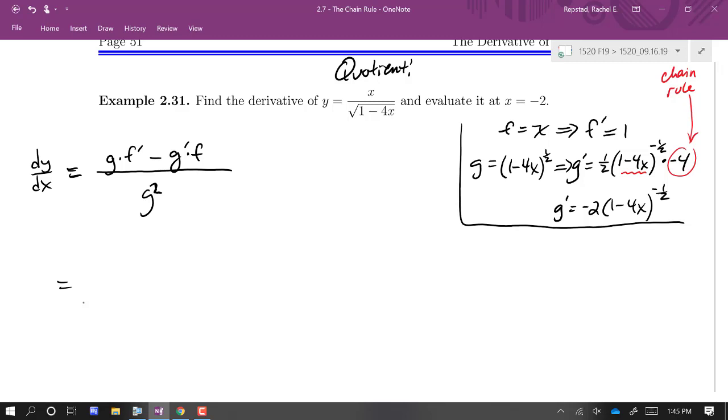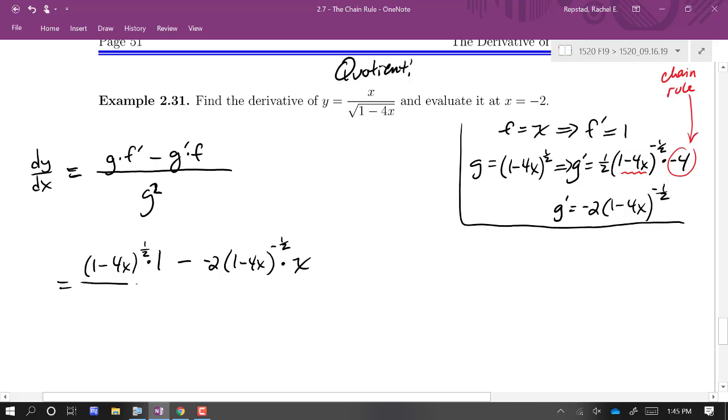All right, let's start plugging stuff in. G times f prime: 1 minus 4x to the 1/2 times 1, minus g prime times f, minus a negative 2 times 1 minus 4x to the negative 1/2 times f, so that's times x. And this is all over g squared.